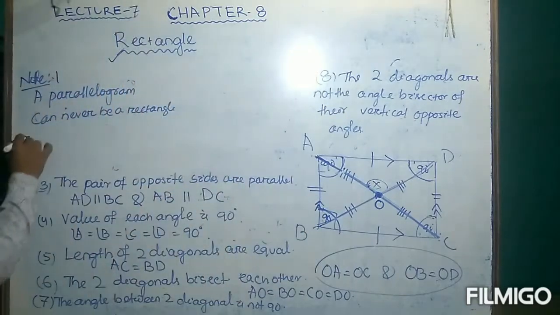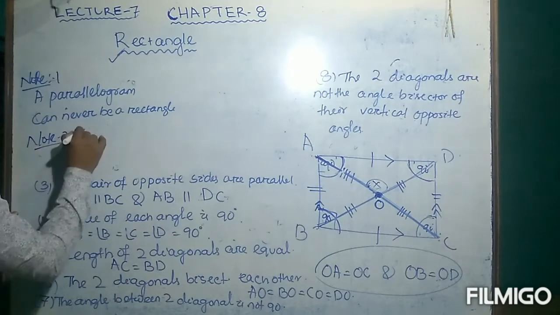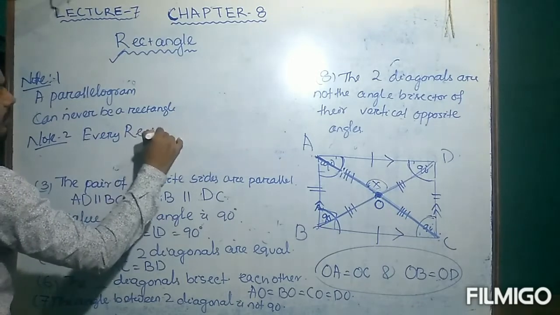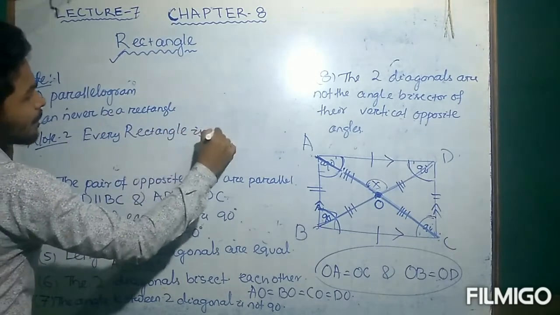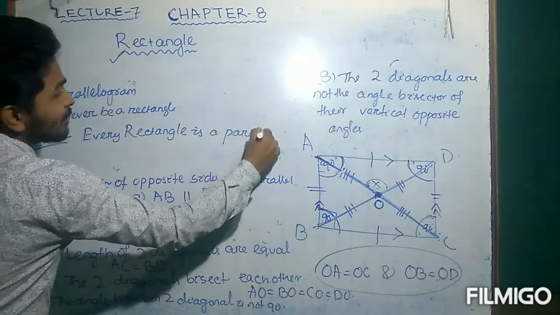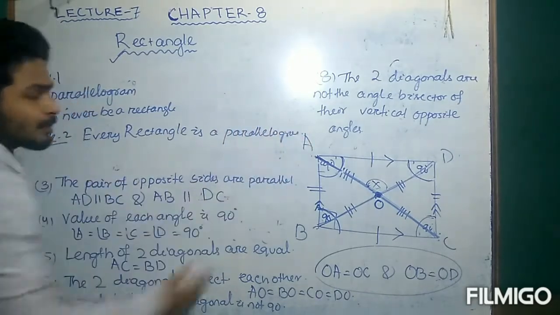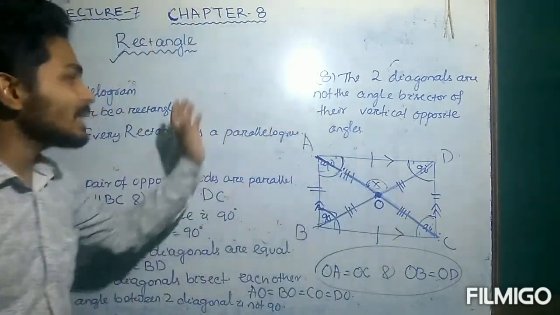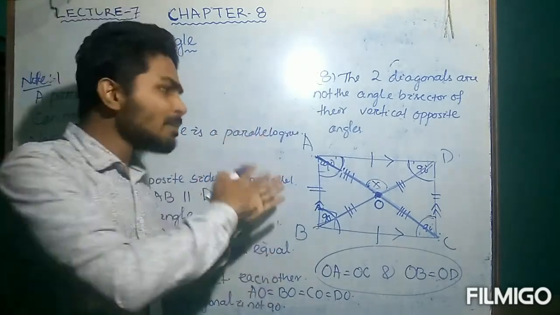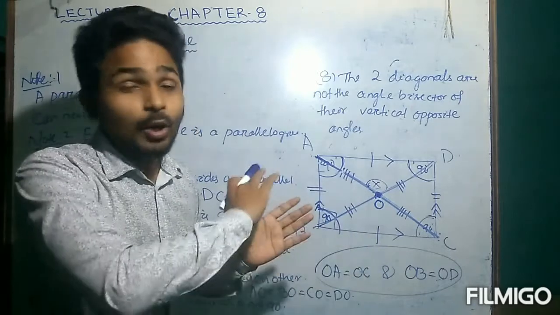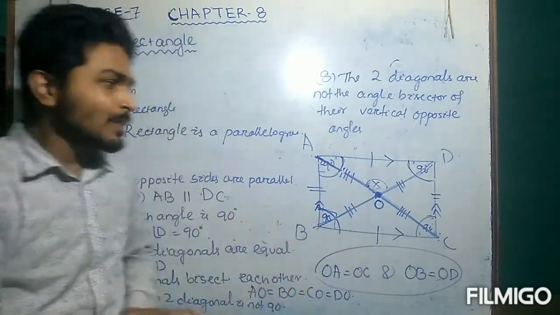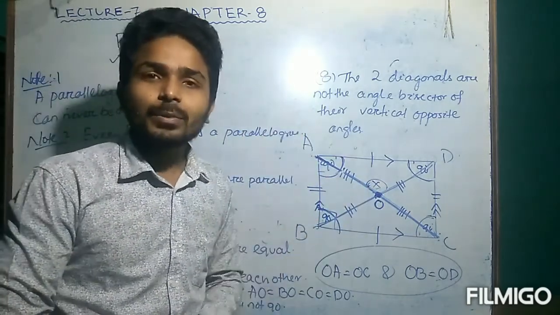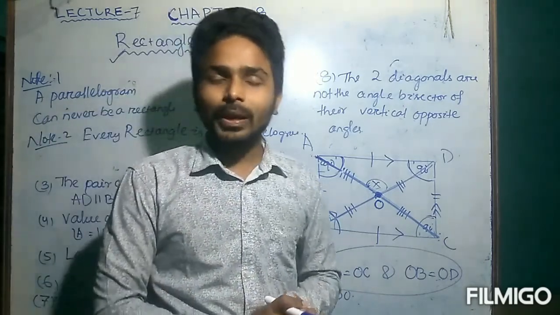Okay, we can write it down. Note 2: every rectangle is a parallelogram, but the inverse is not true. Inverse means we cannot say yes, all parallelograms are rectangles. No. But every rectangle is a parallelogram. Understood? Maybe some parallelograms are rectangles, but not all parallelograms are rectangles. Understood? So this is all about the properties of a rectangle. And in the next class we will discuss another type of quadrilateral which is known as a square.